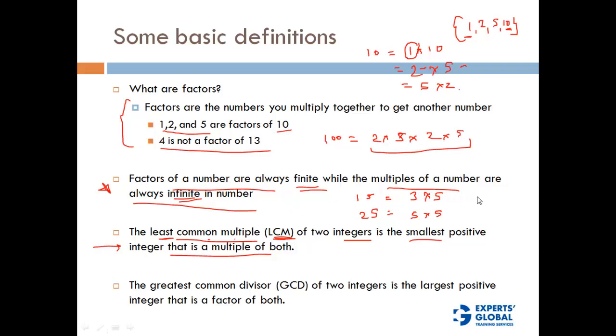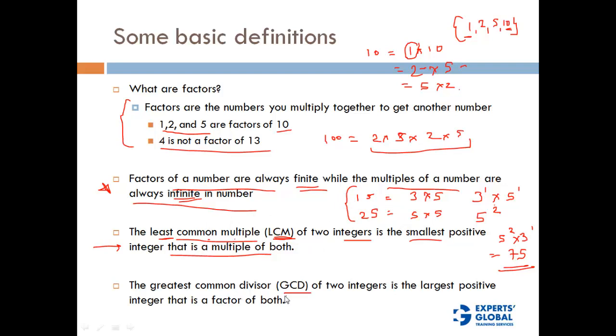But just to explain how this LCM works, these are prime factors. So we write it in this fashion: 3 into 5 raised to 1, and this is 5 raised to 2. So we take the highest power of every prime factor. We take 5 raised to 2, we take 3 raised to 1, and we multiply them together. What we get is 3 into 25, 75. So 75 is the least common multiple of these two numbers.